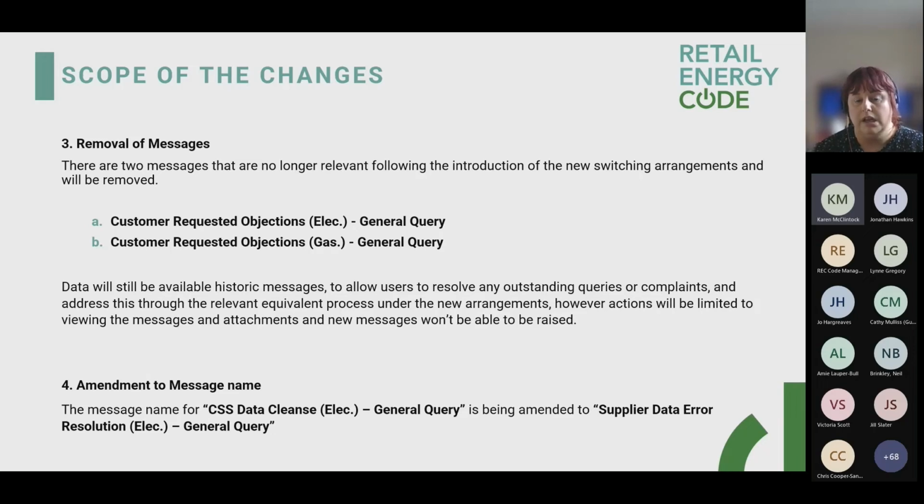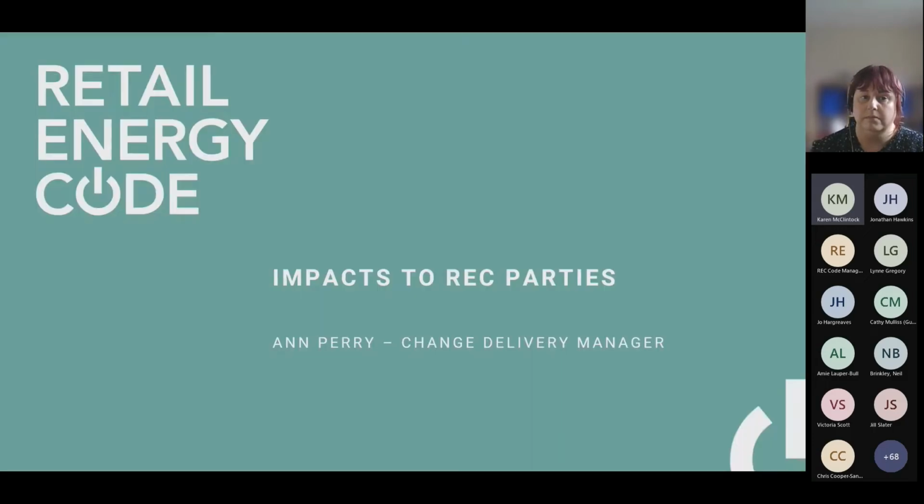And then the final key change is a relatively straightforward one, which is the renaming of the CSS data cleanse message. So this now becomes the supplier data error resolution. So nothing is changing for this message apart from it being renamed. So when looking for the message, it's going to be under that new name. But apart from that, everything else remains the same within those messages. If we can move on.